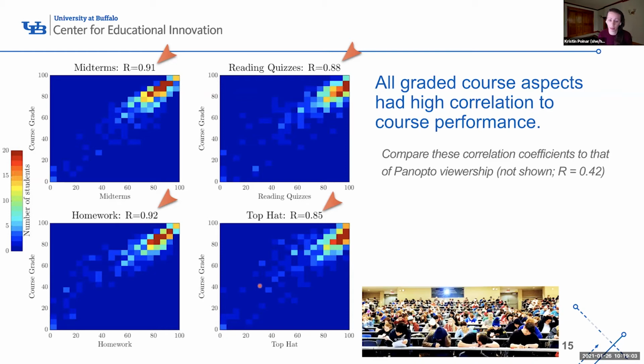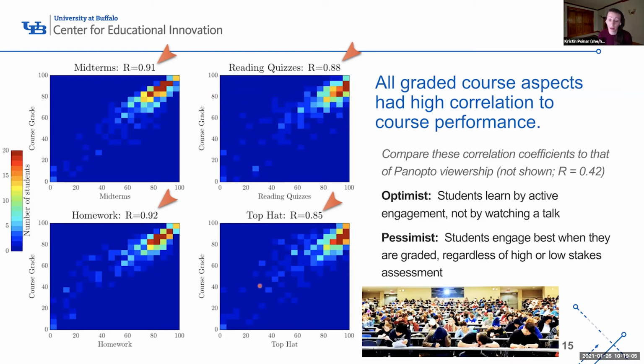But anyway, the correlation for the uncredited Panopto watching was so different from the graded parts of the courses that it begs thinking about. If I'm an optimist, we could say that the more highly correlated activities are active and students have to answer questions and stretch their thinking, whereas watching a Panopto video is totally passive. So you might say that students learn when they're being actively engaged. But if you're a pessimist, you might say that students engage primarily when there are points attached. So I found that interesting.